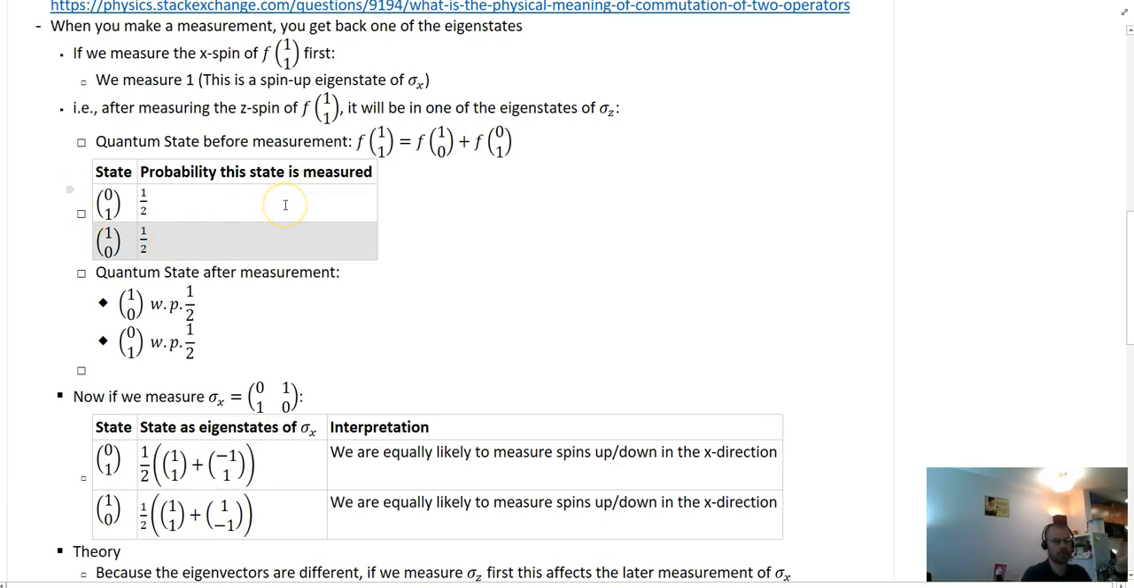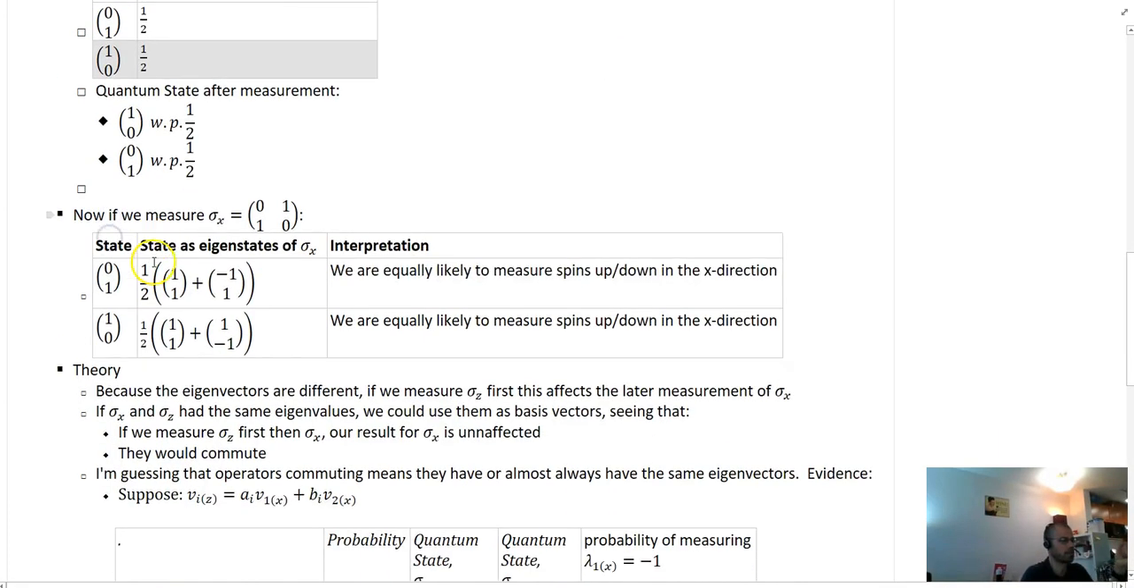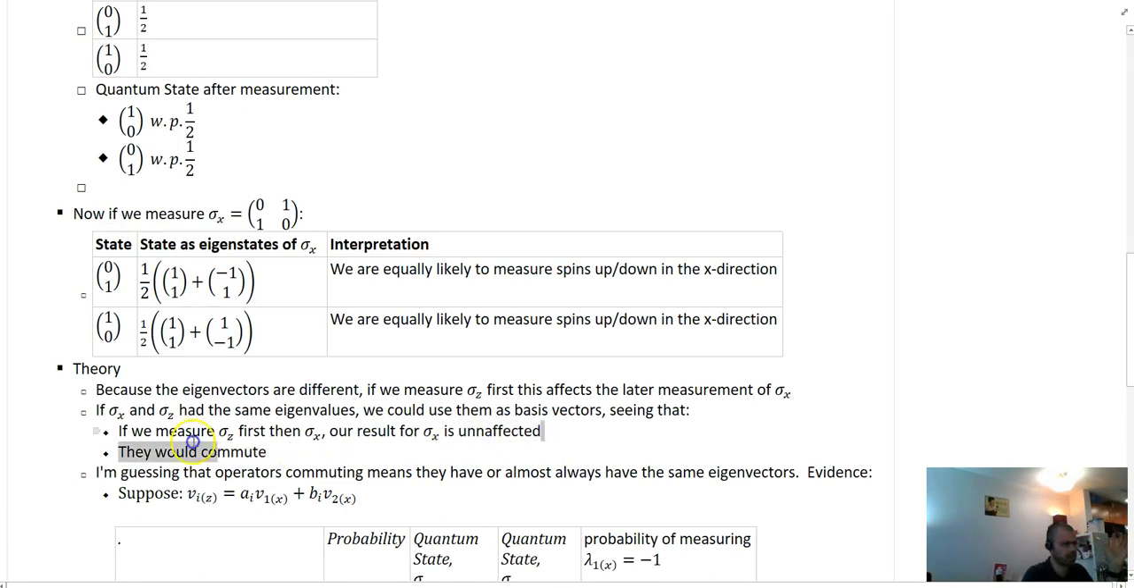We could have an operator to measure negative sigma z, the spin in the opposite direction, and it still has the same eigenvectors, and so we'd have the same result. So hopefully you can figure this out yourself. I haven't gone into too much detail.